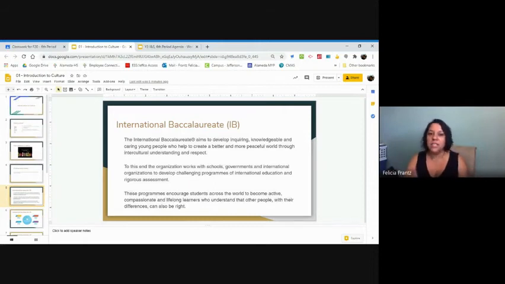So in this statement, IB tells us that they want this type of culture, and they start to explain what their culture norms are, as far as this idea of encouraging students to become active, compassionate, and lifelong learners. So in the IB culture, it's going to be encouraged that you are understanding towards people, that you try to understand that even though people have differences, they can also be right.